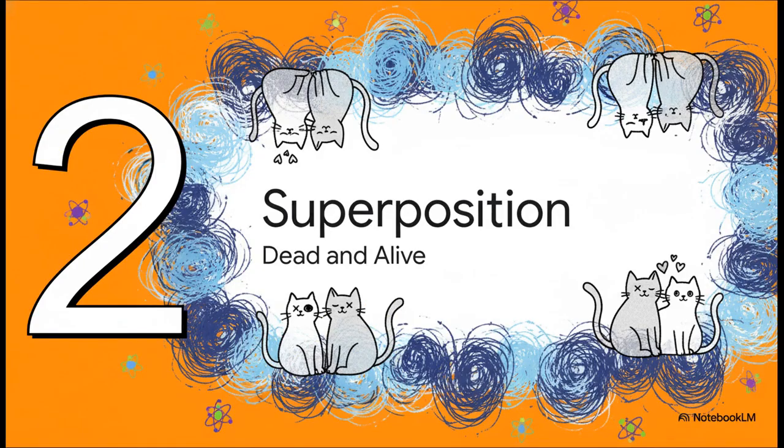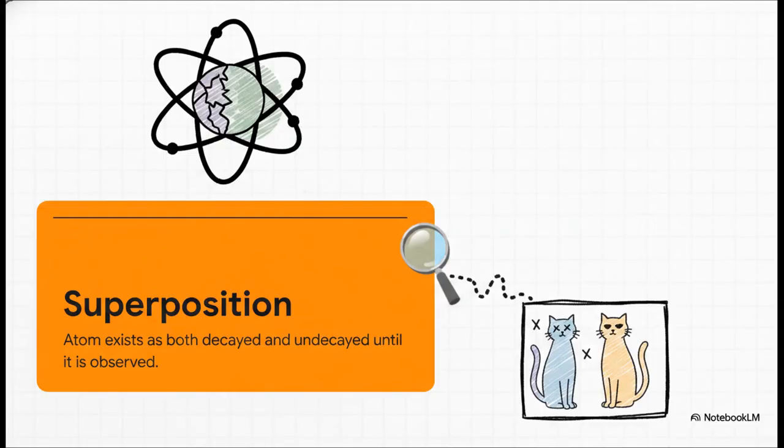Moving on to part 2, superposition, dead and alive. To really understand why this creates such a massive paradox, we need our anchor term, superposition. According to quantum mechanics, this is a state where a particle, in our case the radioactive atom, literally exists in multiple states simultaneously. It is both decayed and undecayed at the exact same time. It basically hangs out in this fuzzy, undecided state until someone or something comes along to observe it. It's only upon that observation that the atom is forced to snap out of it and collapse into a single definitive reality.